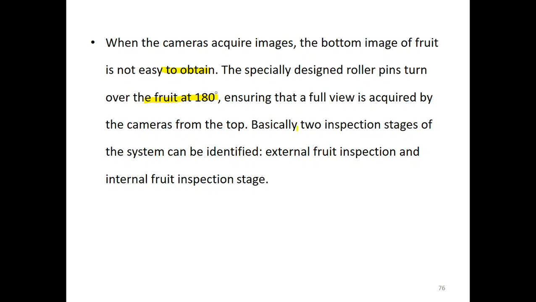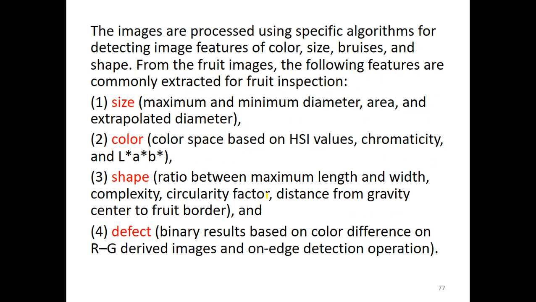So basically, two inspection stages of the system can be identified: external fruit inspection and internal fruit inspection. Those are the two stages of the fruit quality inspection. The images are processed using specific algorithms for detecting image features of color, size, bruisedness, and shape. There are many features that we can detect, and from the fruit image, the following features are commonly extracted for fruit inspection.